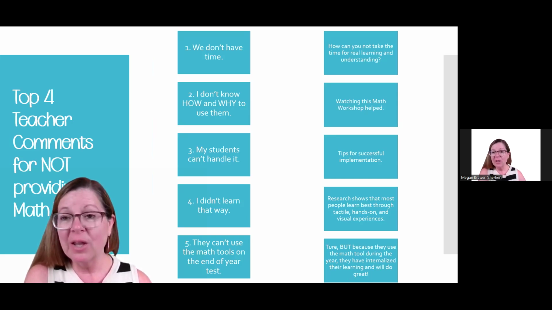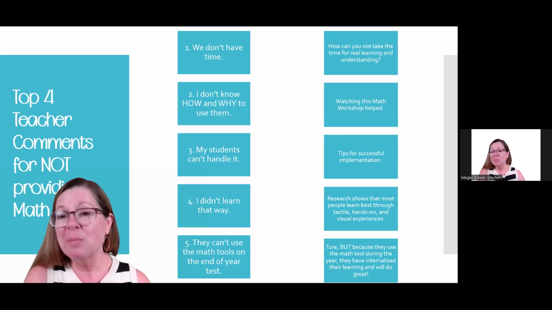For the fourth comment, I didn't learn that way, why should my students? That's probably true for a lot of teachers. Our response is that research shows that most learners, that's adults and children, learn best through tactile, hands-on, and visual experiences, especially in mathematics where the concepts tend to be very abstract. So for my personal opinion, I didn't learn using math tools. I am so grateful now that there are math tools because my own journey as a math learner has exploded due to the tools. And the fifth one we haven't talked about yet, and this one we hear a lot too.